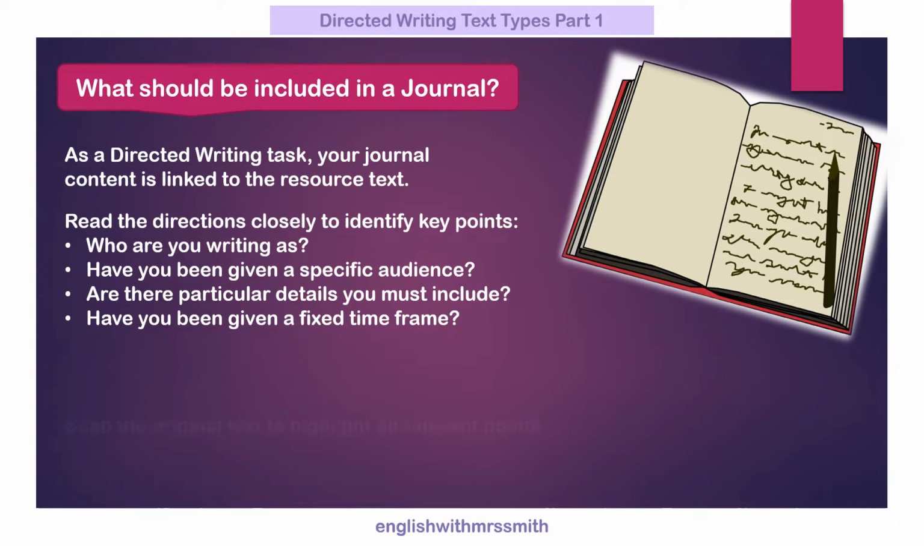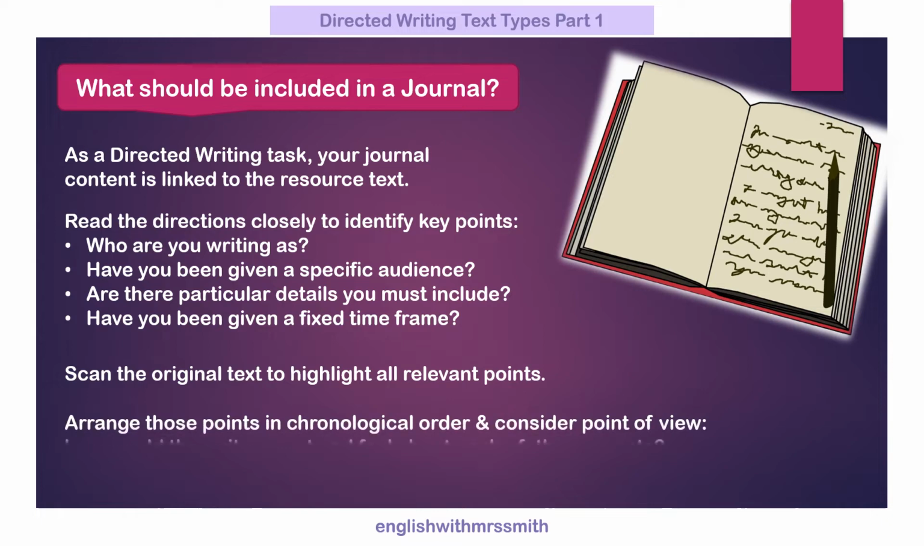Scan the original text and highlight all the points that seem relevant. Arrange those points in chronological order and then consider points of view. How would the writer react and feel about each of these events? This is the content of your journal.